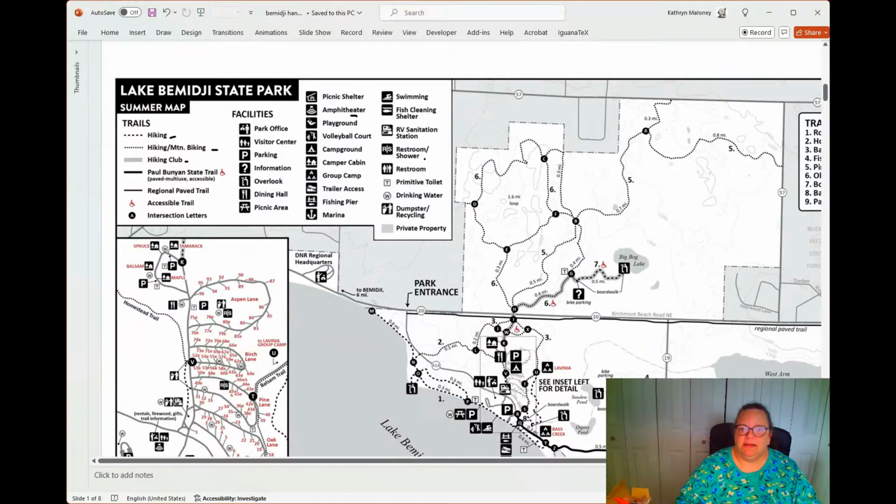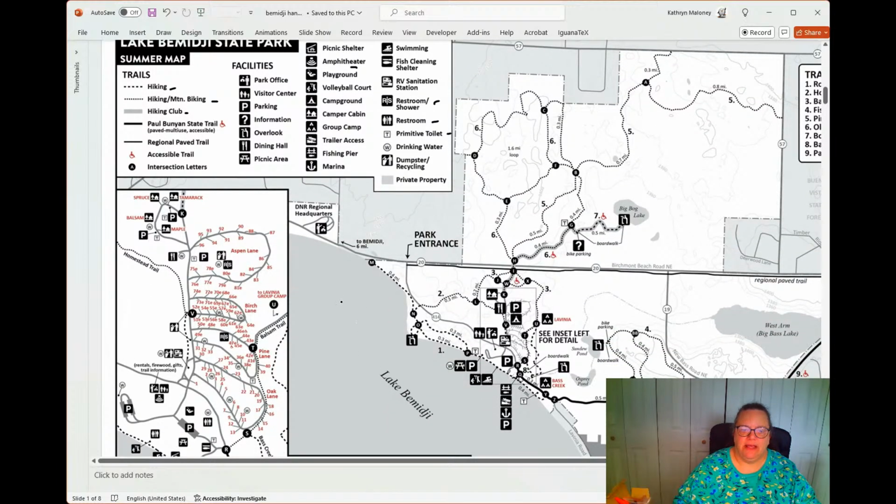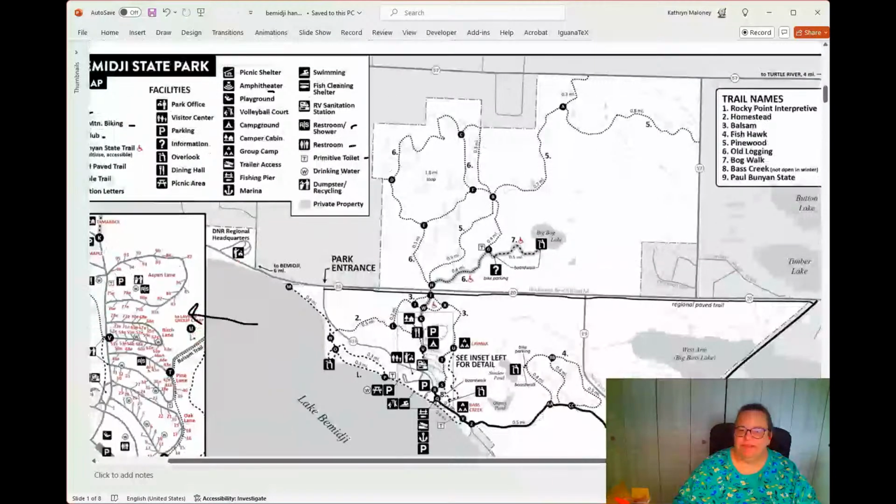Then swimming and shower. So we have a shower restroom, and then we have a restroom, and then we have a primitive toilet. Now, do you happen to know what a primitive toilet means? Yeah, it's the pit toilet. And then so on. Now, in this picture, we also have this side is the campground, and it tells you all the different spots that they're labeled. And on the right here is our map for the park. And that's what we're going to be using today.